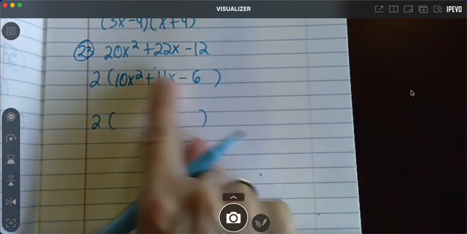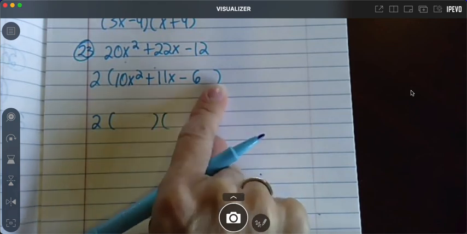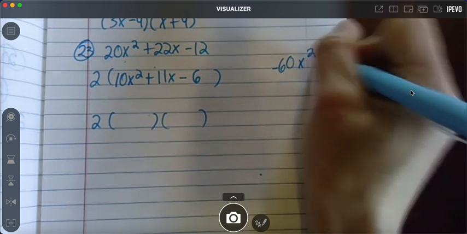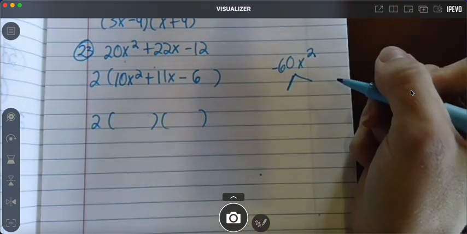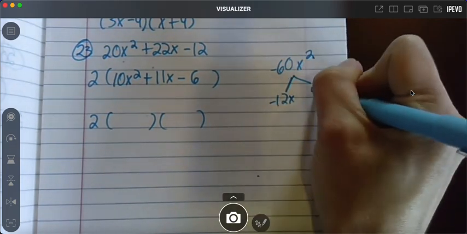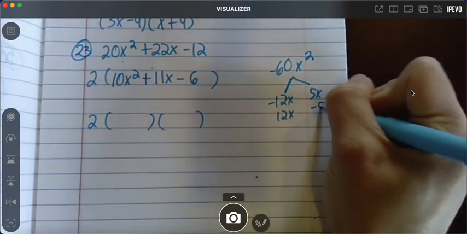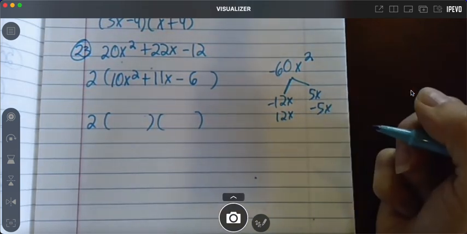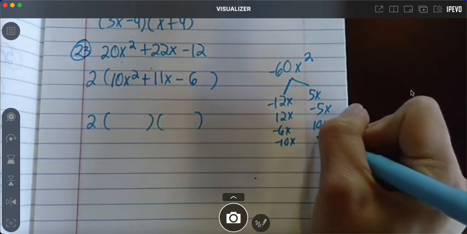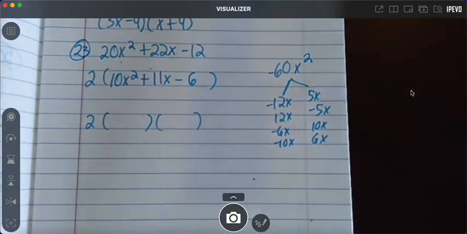Okay? Now I'm going to use granny glasses. What is 10x squared times negative 6? Negative 60x squared. So what times what gives you 5 and 12? Okay, so negative 12 and 5. 12 and negative 5. What was another one? 10 and 6. Okay, negative 6 and 10. Negative 10 and 6. Do any of those add up to 11? What are we trying to add up to?